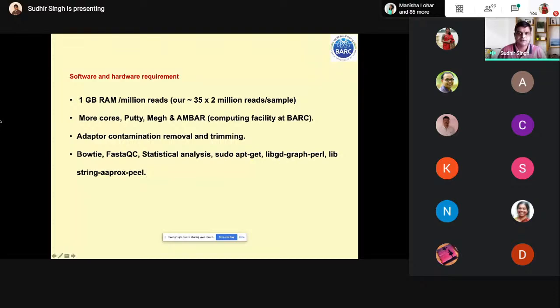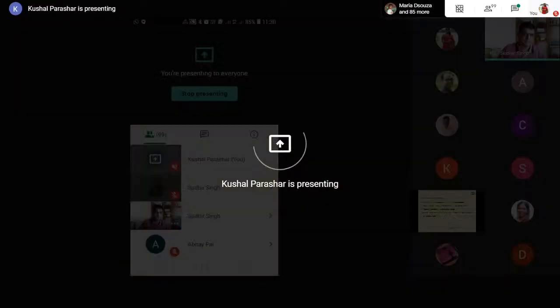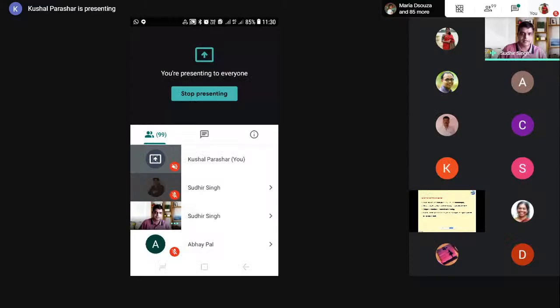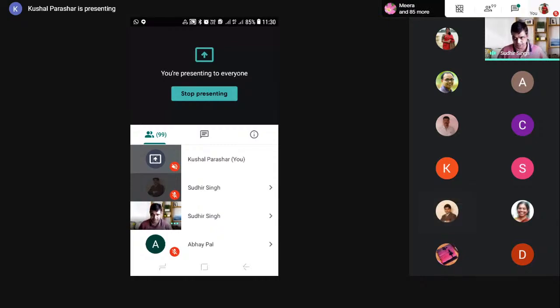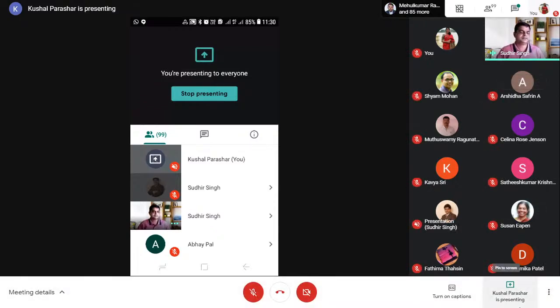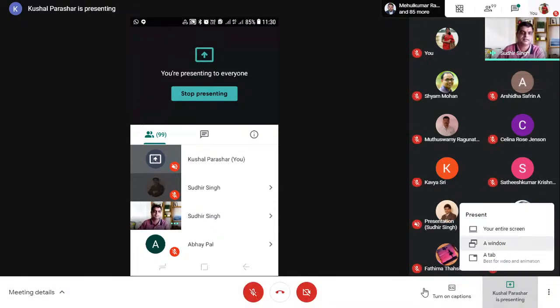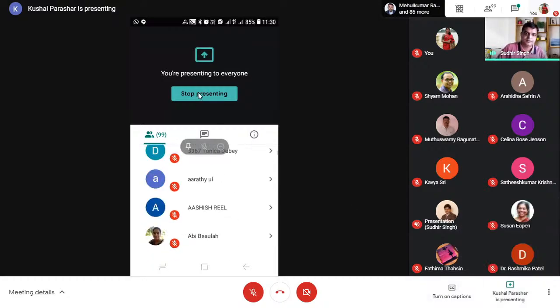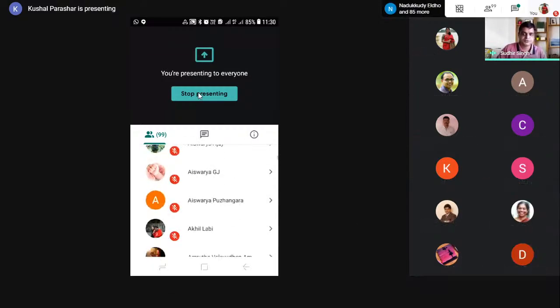Many other software are required, like Putty, Amber, and commands like sudo apt-get. So we can skip it. It is for bioinformatics people. Just to appreciate how we get the results. So at the end of the day, the sequencing person will give us a file as big as 12 GB or so.